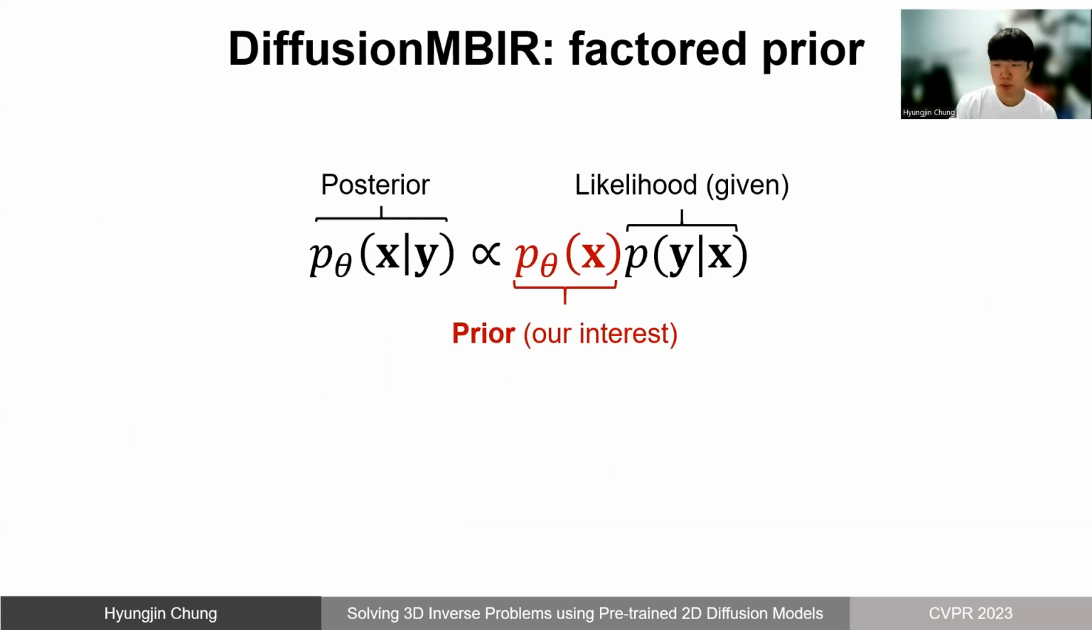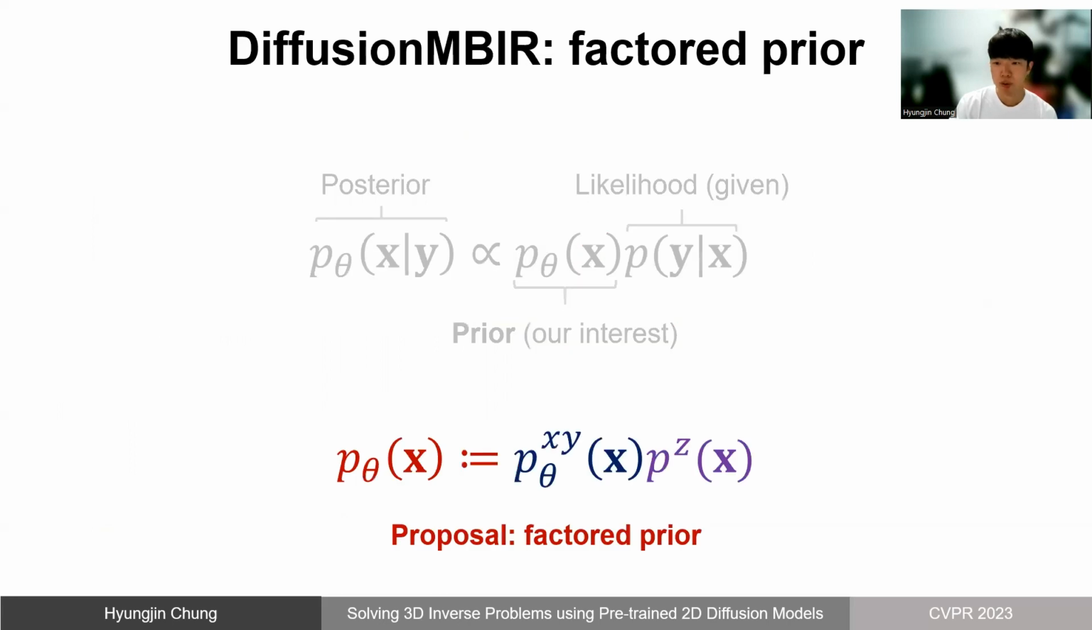Let us revisit the posterior formulation, where it can be represented as the product of the prior and the likelihood, where the likelihood is given from the measurement model. Our proposal is to model the prior as a factored prior, where it is split into a prior that operates in the XY direction, and the remaining prior operates solely on the Z direction.